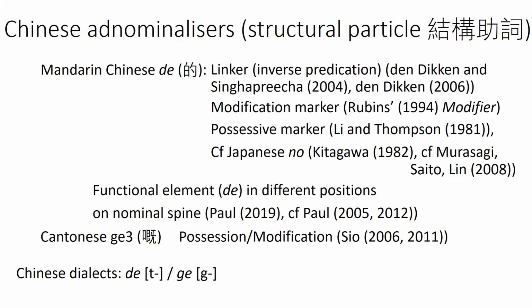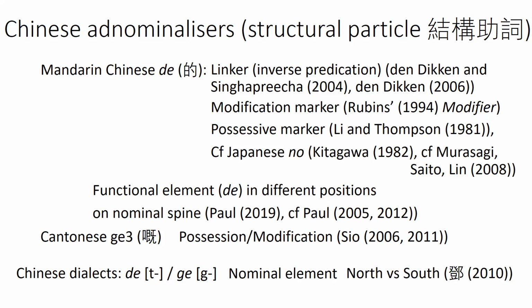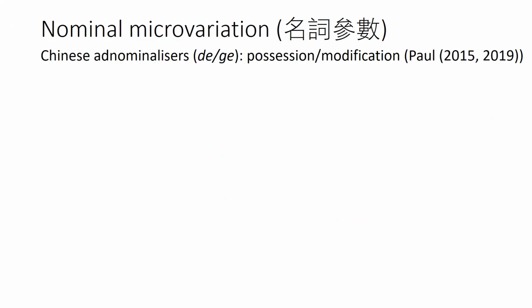All right, so in Chinese dialects, we get these D forms and these G forms that seem to be structurally and also functionally parallel. While we can establish that these are nominal elements, we also get a dialectal distribution between north and south, as Tang and Xing have established. One also needs to look at the Chinese nominal structure, which is quite complicated. We established on the previous slide, following Paul, that the two main functions of these adnominalisers are possession and modification.